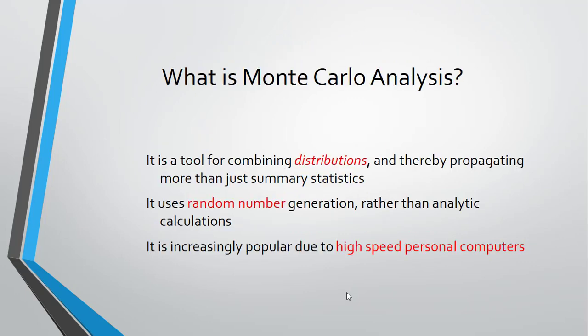So what is Monte Carlo analysis? It's a tool for combining probability distributions, and thereby propagating more than just summary statistics. It uses random number generators, rather than analytic calculations. It uses a lot of random number generations to simulate what's happening in the real world. It's increasingly popular due to high-speed personal computers.